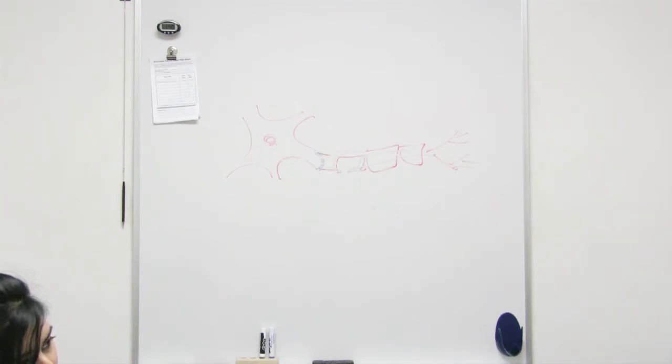Then texture gradient. That's like when I'm looking at this wall from a distance, I'm not going to be able to tell the little chunks in it. But if I'm looking at it really close, we'll see the bumps and everything.